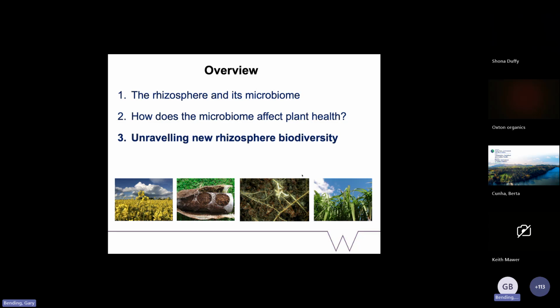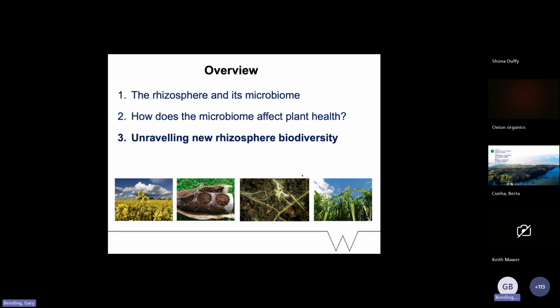rhizosphere biodiversity into the future to support cropping systems that maybe reduces our reliance on fertilizers, reduces our reliance on crop protection products. And so I really think it's very important to try to understand that biodiversity. And so I really want to take you now onto another project that we've been doing, another theme really, to understand new rhizosphere biodiversity that might have potential into the future in terms of low input cropping systems.